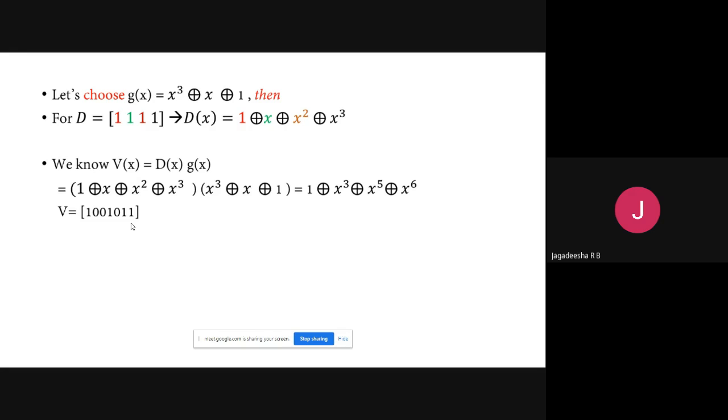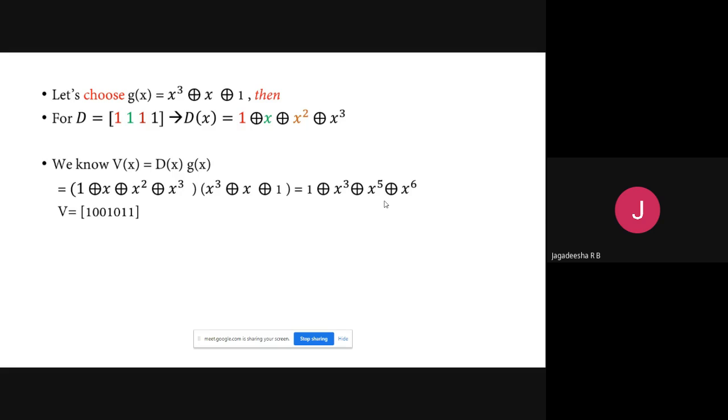What's the meaning? The first bit is 1 because in the result after multiplication we have a 1. The next bit is 0 because there is no x. The next bit is also 0 because there is no x square. The next bit is 1 because there is x cube. The next bit is 0 because there is no x power 4. The last two bits are 1 1 because in the result we have x power 5 and x power 6. We are just mapping.